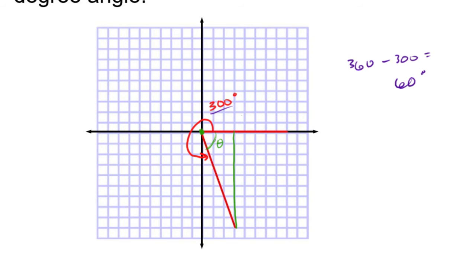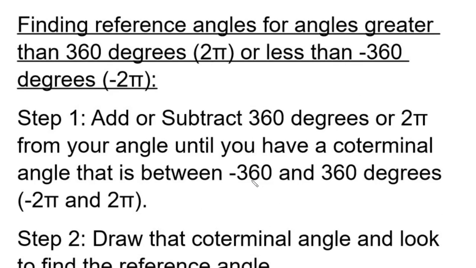Now, moving on. There's going to be a lot of words here. Feel free to just try to absorb this and then do it in practice for the examples, or write it down, whichever you prefer. Finding reference angles for angles greater than 360 degrees or less than negative 360 degrees. Step one can be boiled down to finding a coterminal angle, because it says add or subtract 360 degrees or 2 pi radians from your angle until you have a coterminal angle that is between negative 360 degrees and positive 360 degrees, or negative 2 pi and positive 2 pi.